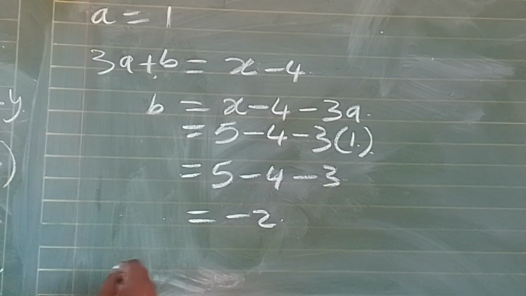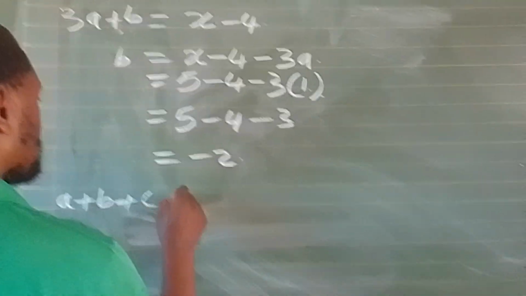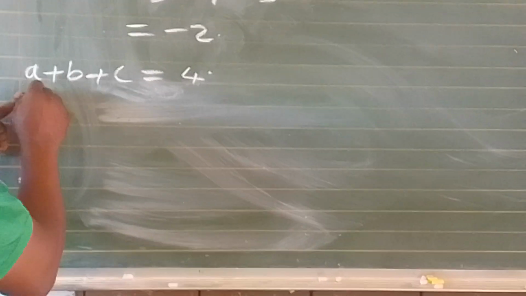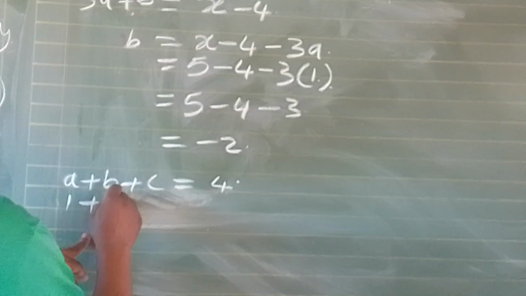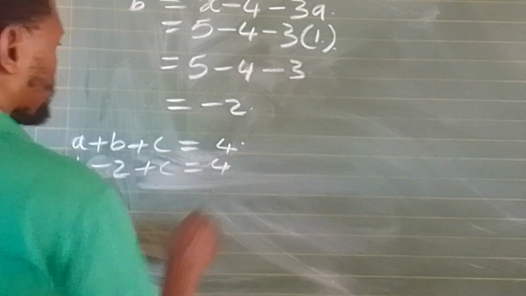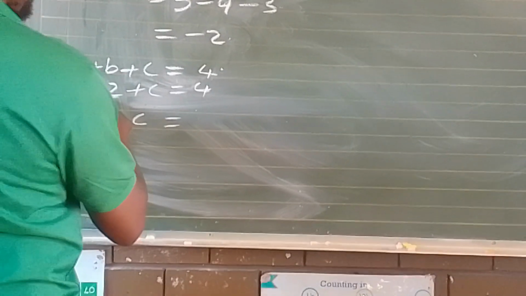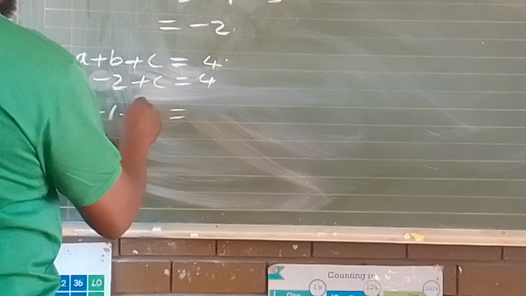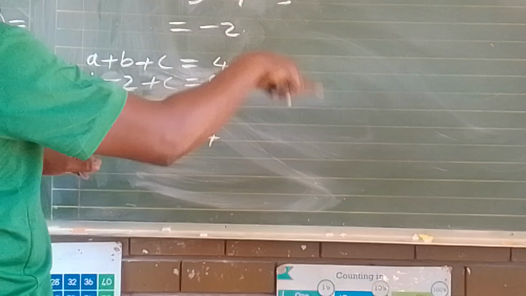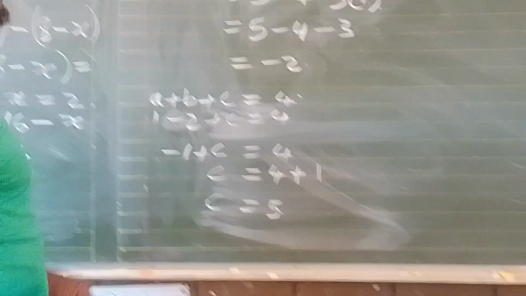Then C comes from this one. A plus B plus C is equal to 4. Then your A is 1. Your B is minus 2. Then we can find C. 1 minus 2 is minus 1, plus C is equal to 4. And then C is equal to 4, take this minus 1 that side, it is going to be plus 1, then C is going to be 5.